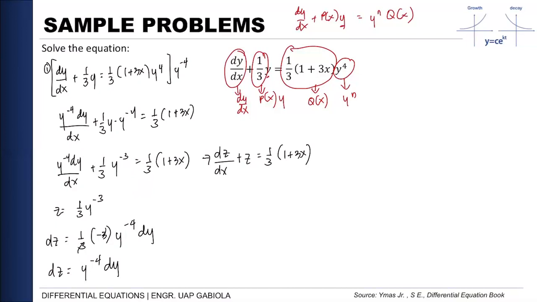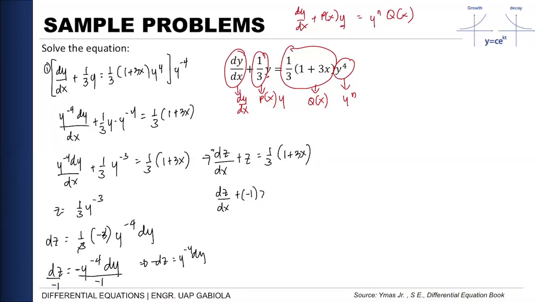So what will we do? We need to double check our sign. This has a negative here, so we need to divide by negative. That means it should be negative dz, so that it matches y negative 4 dy, so there is a negative here. So we need to make everything positive. So this will be negative z.